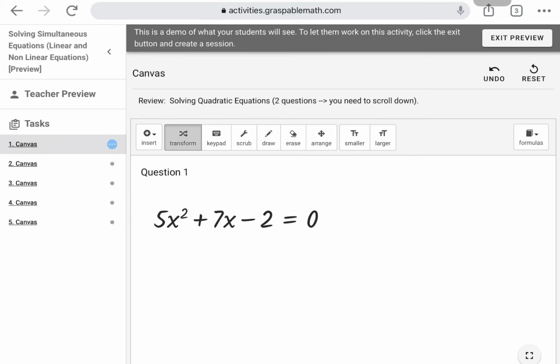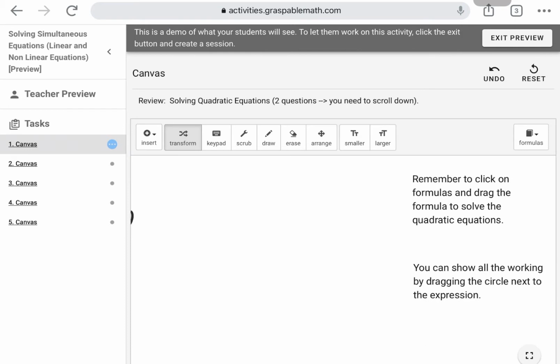Because we want to use formulas, look at the formulas button. Remember to click on the formulas and drag the formula to solve the quadratic equation. You'll see it later. And also you can show all the working process.